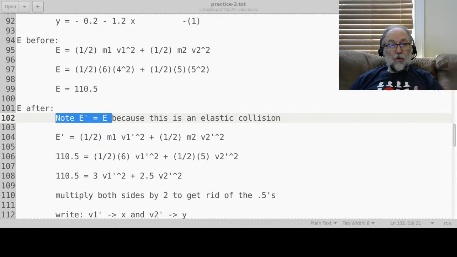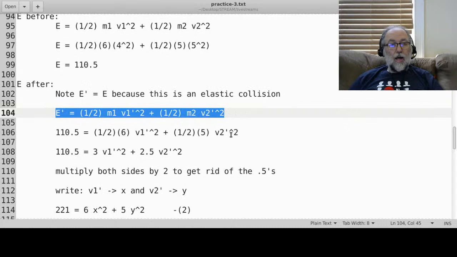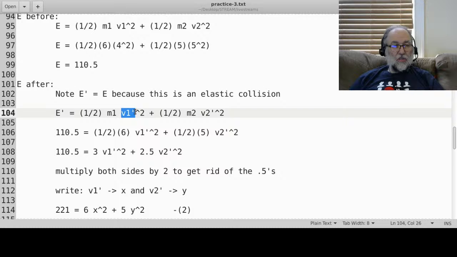E primed and E are equal to one another because it's an elastic collision. That's what an elastic collision means. It means the energy after the collision is the same as before. So over here, an expression for the energy after is basically 1/2 mv squared for each of the pieces. But the velocities now are the after velocities. So it's v1 prime squared and v2 prime squared.